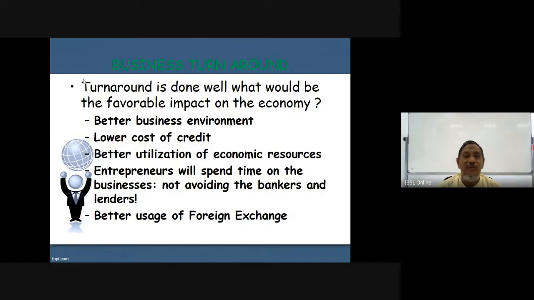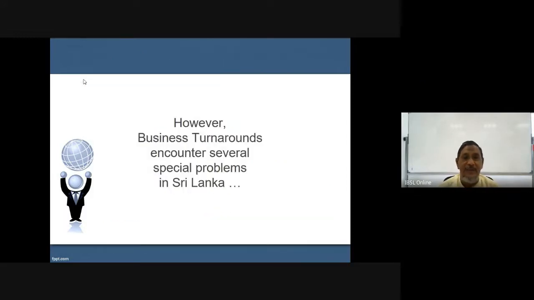Turnaround is done well. What would be the favorable impact on the economy? Better business environment. When the businesses are improving, the economy is improving. Right? When the NPA is reducing, there is low cost of credit, better utilization of economic resources, better usage of our resources. We discussed this earlier also.